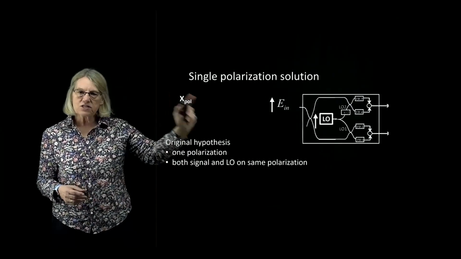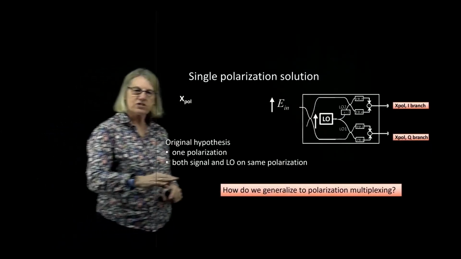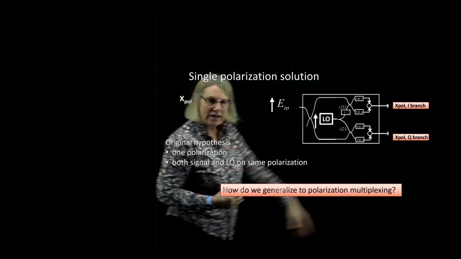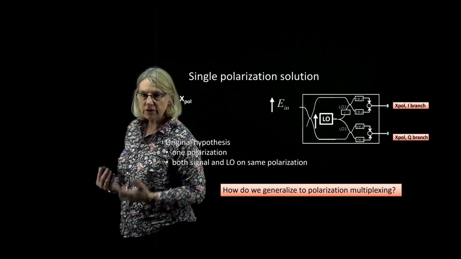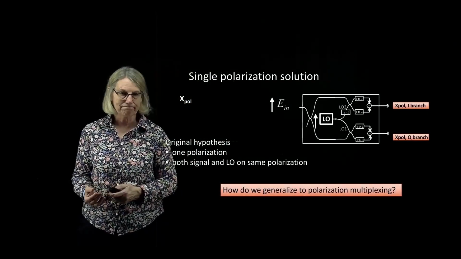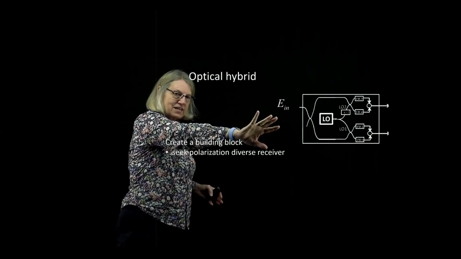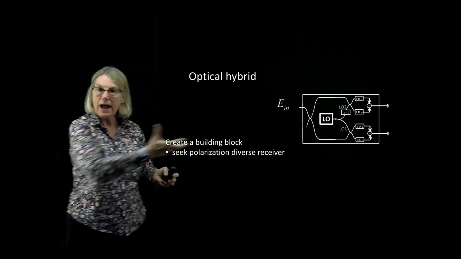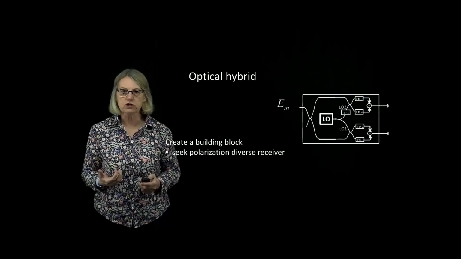So now I want to take this solution, which worked very well with single polarization, and ask the question, how is it that we generalize this to polarization multiplexing? I want to be able to take this I branch and Q branch, which I created for the X polarization, and to be able to create one also for Y polarization. So to do that, I'm going to take my single polarization solution and look for a building block that I can grab from that to use as the basis for creating this polarization diverse solution.